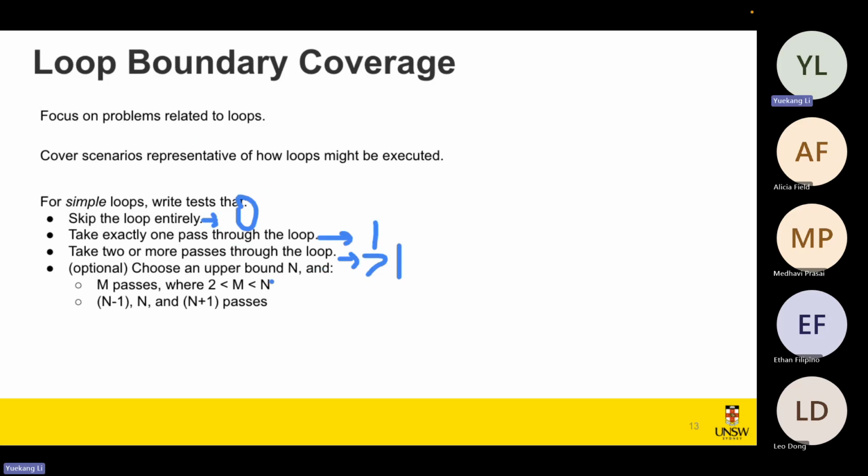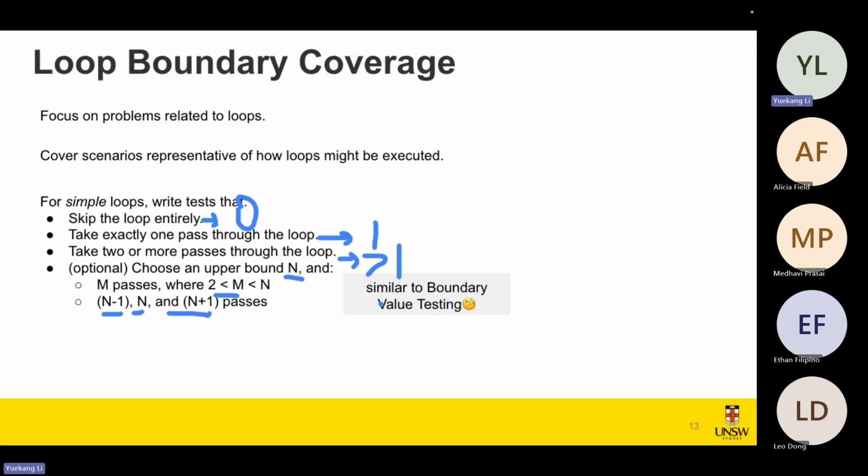And optionally, we can choose an upper bound for the loop, because some loops naturally have an upper bound. For example, for for loops, we can easily get the upper bound of the loop, right? Most of the time. So we can choose an upper bound n for this loop, and we can create test cases that pass the loop m times, where m is larger than 2 and smaller than the upper bound. And we can also test the values n minus 1, exactly n, and n plus 1 passes for the loop.